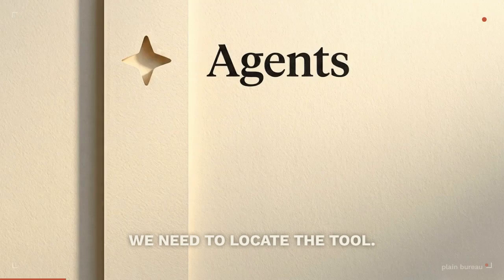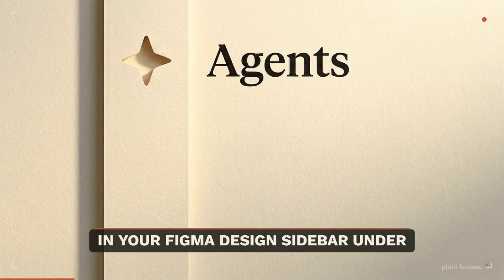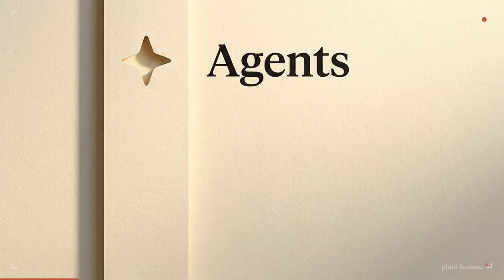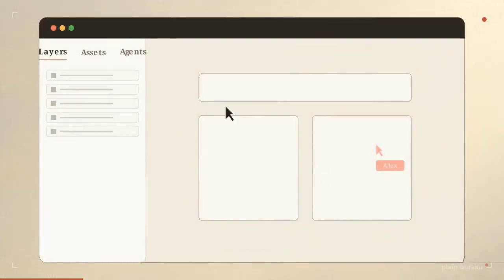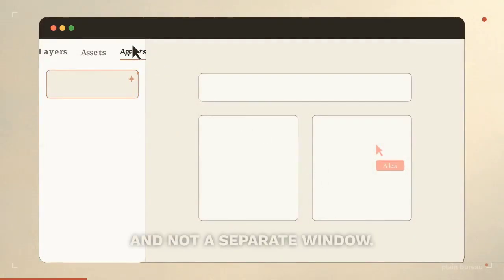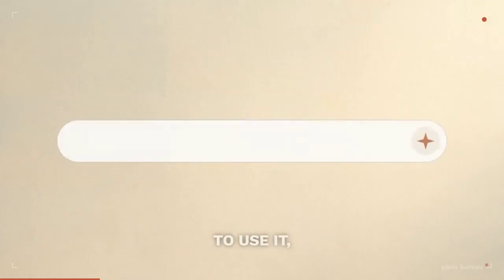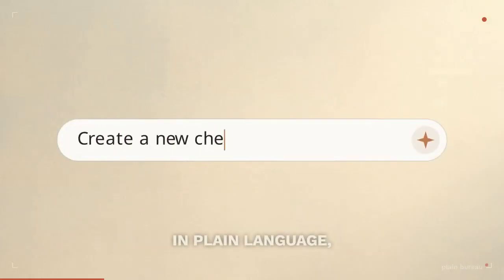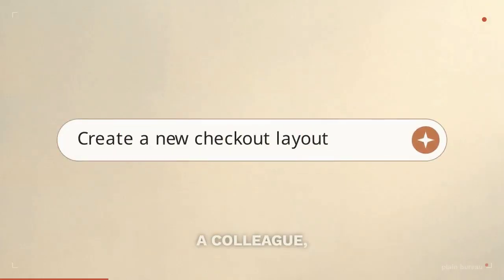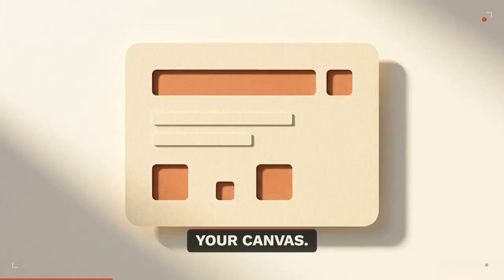First, we need to locate the tool. Figma's AI Agent is a new item located right in your Figma Design sidebar, under Agents. It's a native tool, not an external plugin, and not a separate window. It's rolling out across the professional, organization, and enterprise plans. To use it, you just type what you want in plain language, exactly the way you would ask a colleague, and it executes the instructions on your canvas.